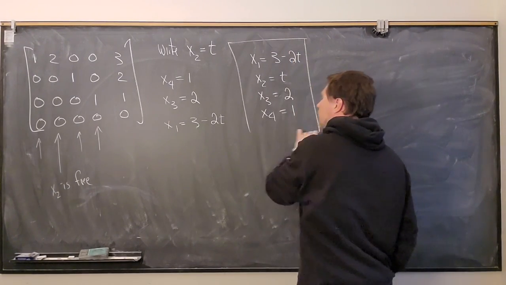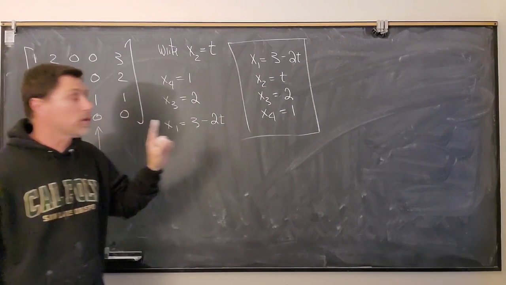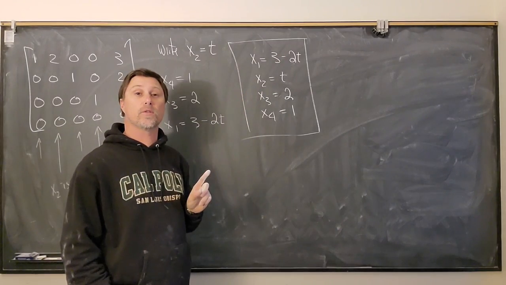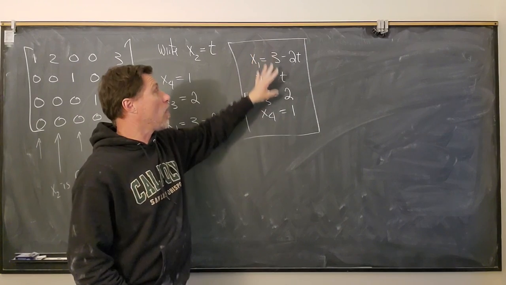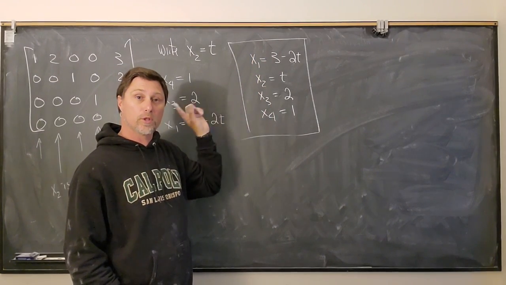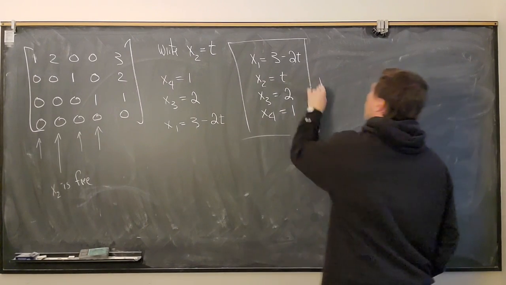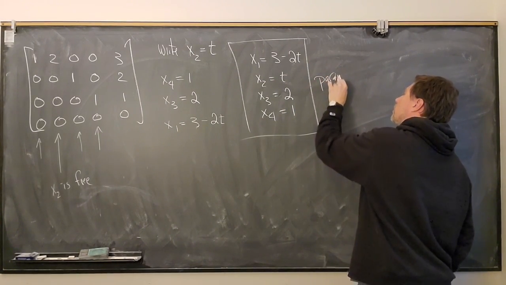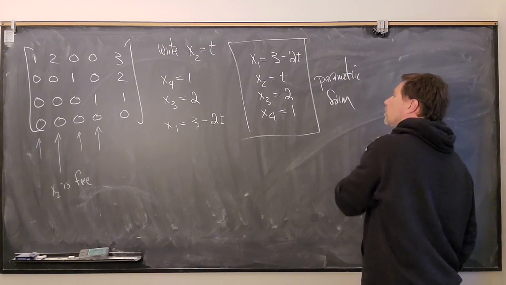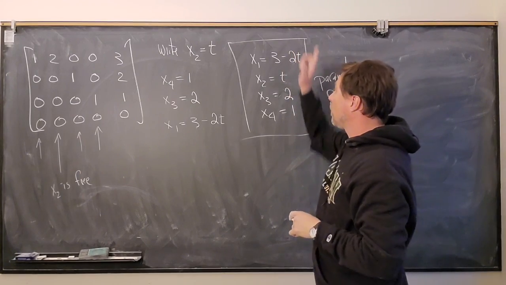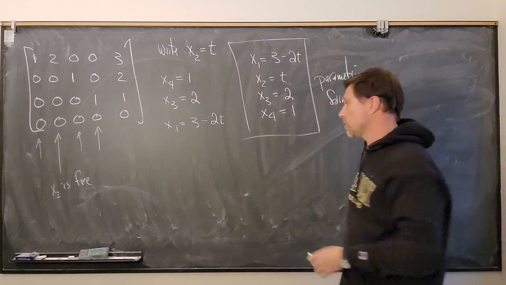So now, how do we interpret this? Every time we choose a new real number t and substitute it, that gives us a new solution. By letting t run through all possible real numbers, we get all possible solutions to the original linear system. This is called the parametric form of the solution. And notice that since we get a new solution for every choice of t, there are infinitely many solutions.